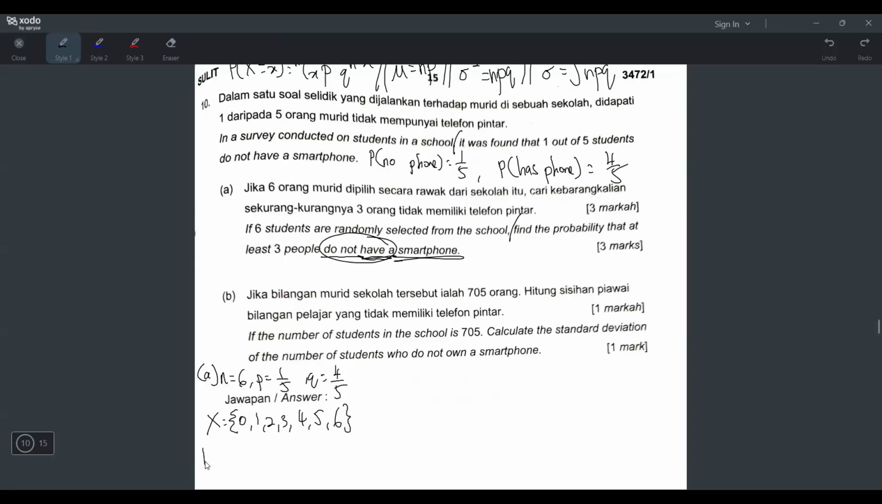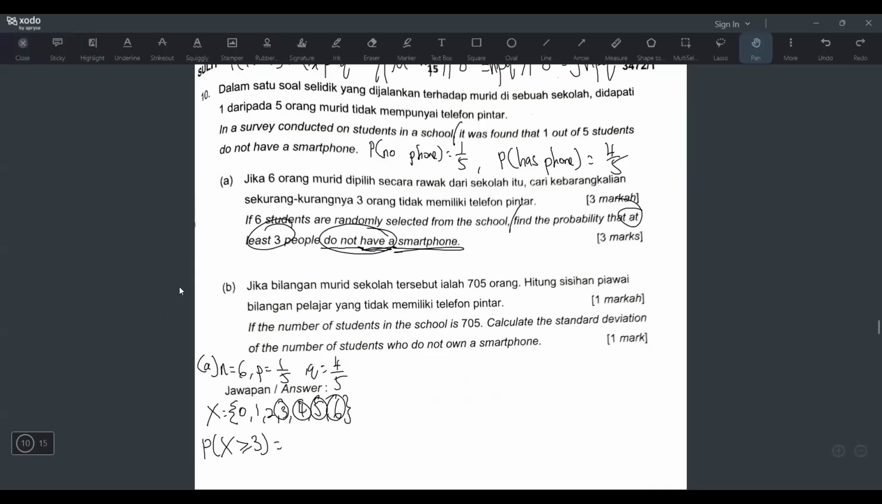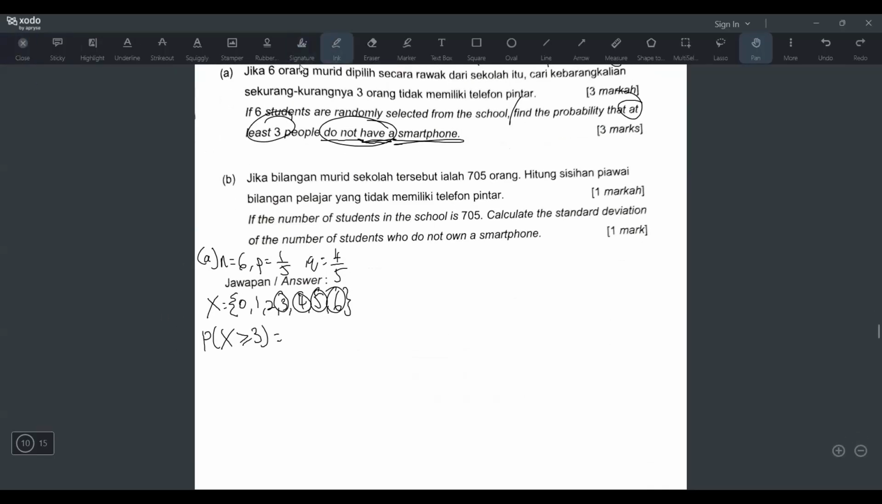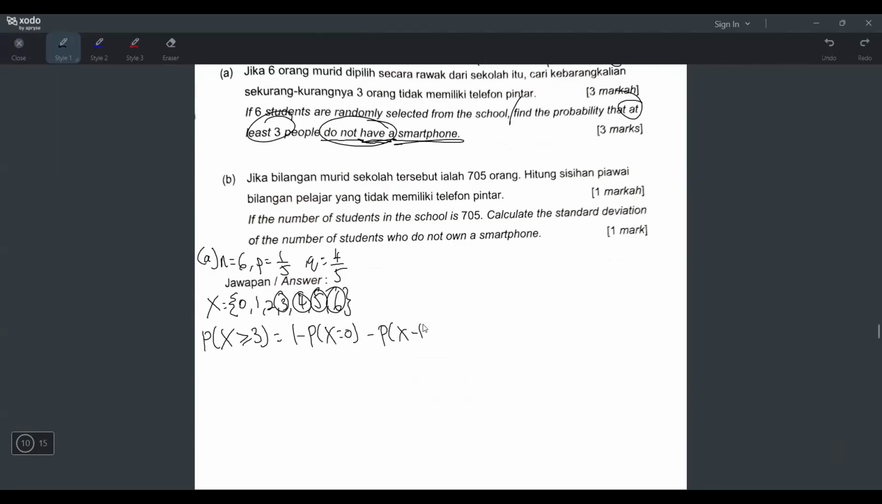But you don't have to do all of it. They are only asking you to find at least 3 success. It means at least 3 no phone. So you only do 3, 4, 5, 6, because at least 3 means 3 is also included. Okay, there is a quicker, faster way to do this. If you don't want to do 3 plus 4 plus 5 plus 6, you can take 1 minus 0 minus 1 minus 2. You will get the same answer. But if you want to do 3 plus 4 plus 5 plus 6, can also. Okay, now it's time to use the formula.